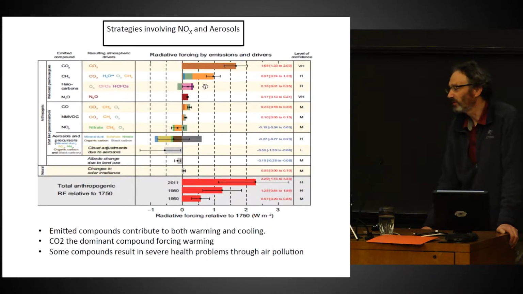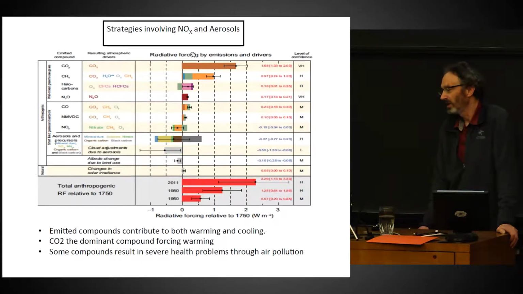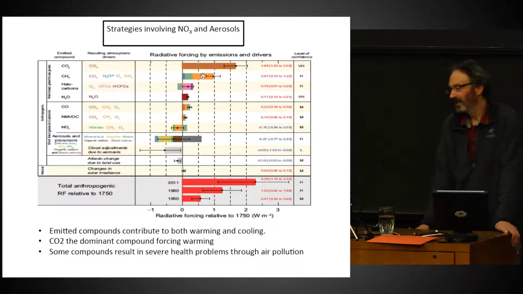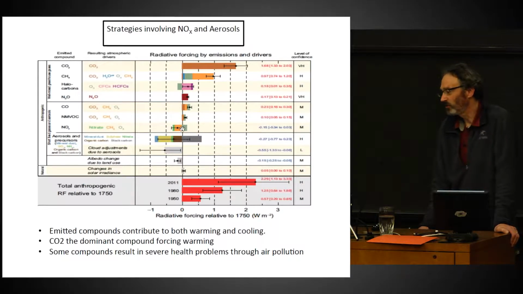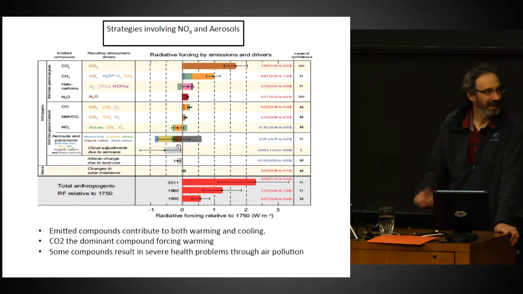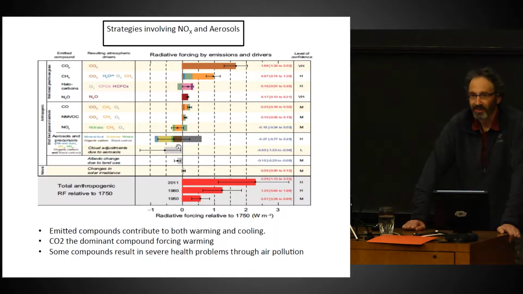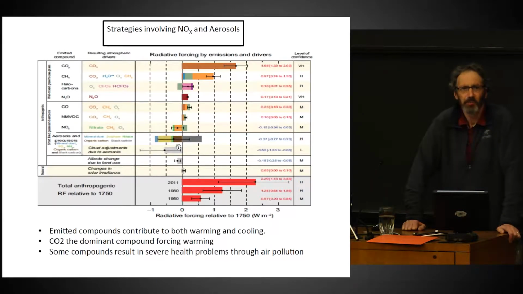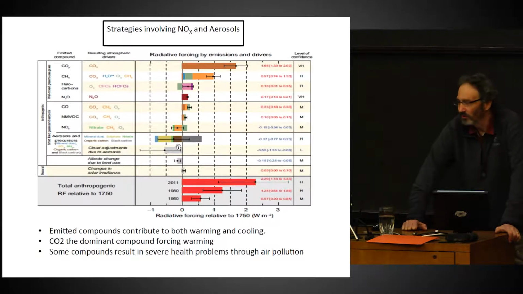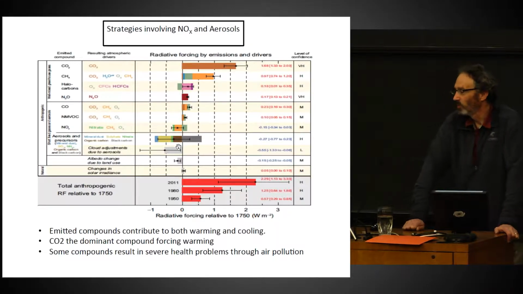So one can see from this figure that CO2 is the dominant greenhouse gas. It contributes to most warming. Methane here is pretty large. And then, as I said, nitrogen oxides and aerosols actually cool the planet. So one might think, well, why don't we add more nitrogen oxides and aerosols to the atmosphere? Maybe that would help. It would cool the planet more.